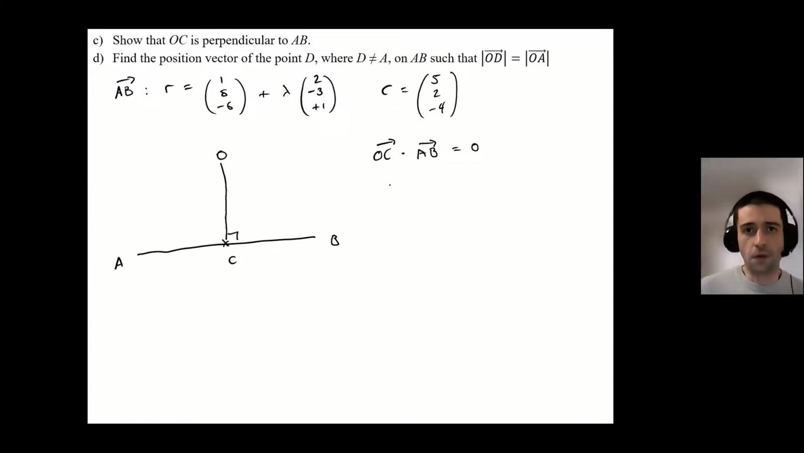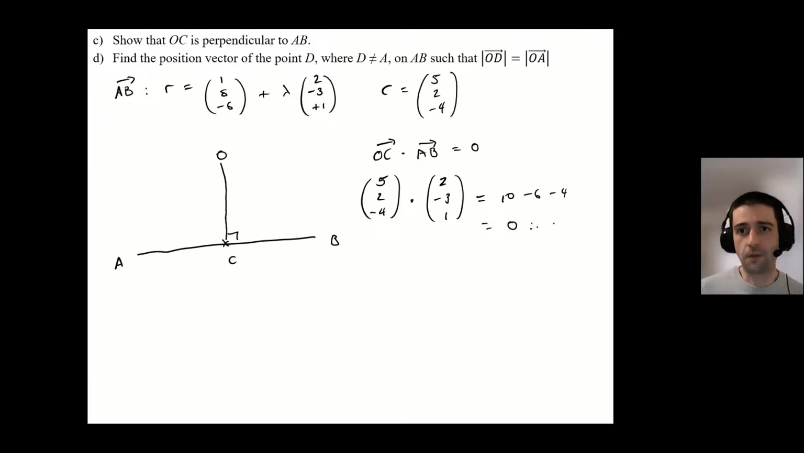Now for O to C, I can use the vector C because that is relative to the origin O. And for the line AB, I need to use the direction vector. So crucially, I've got to use 2, -3, 1 rather than the position vector. And if I do the dot product of those there, I can see that I'm going to get 10 minus 6 minus 4, which is 0. Therefore, those two vectors are perpendicular to each other. So that's part C.